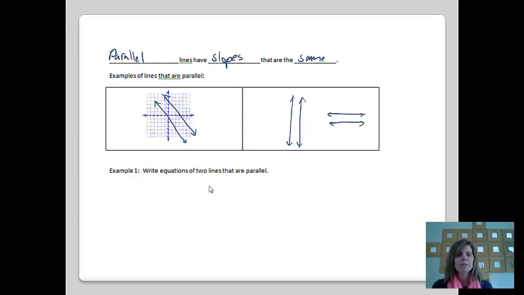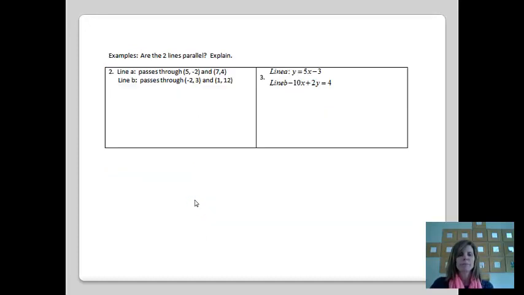Okay, in example 1, it says to write equations of two lines that are parallel. Well, we know that the equations have to have the same slope, so I'm just going to start with 1, and I'll get y equals 1/2 x plus 2. I'm just making any one up. And then if I want to write an equation of another line that's parallel to this one, the slope has to be the same. So the number in front of the x has to be the same. So I'm going to put y equals, it still has to be 1/2 x, but then it can be anything. I'm going to put -5, but you could put +3, +8, -2, whatever.